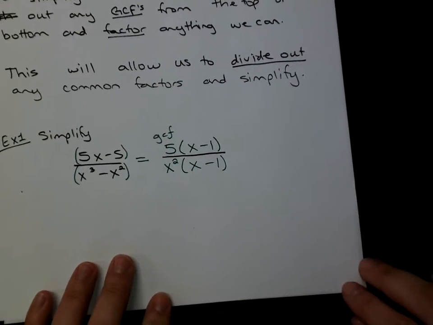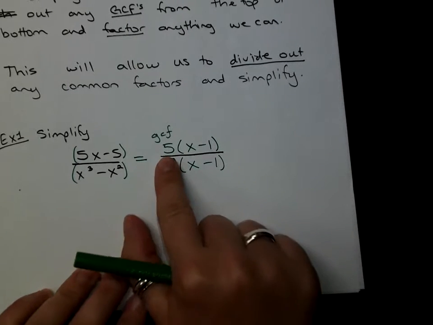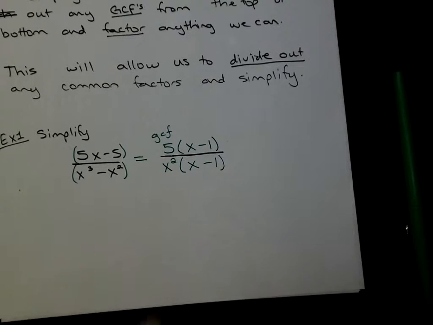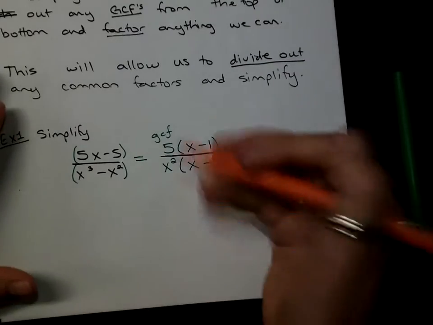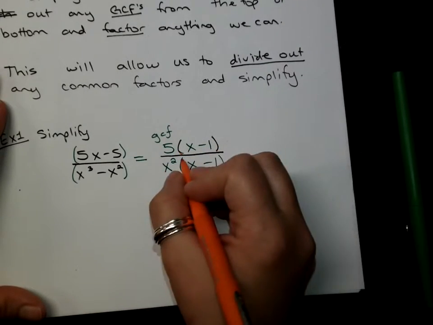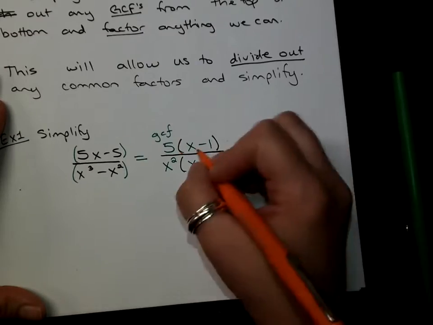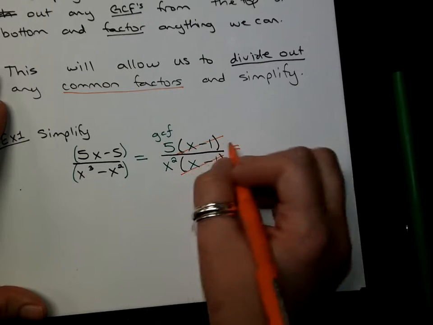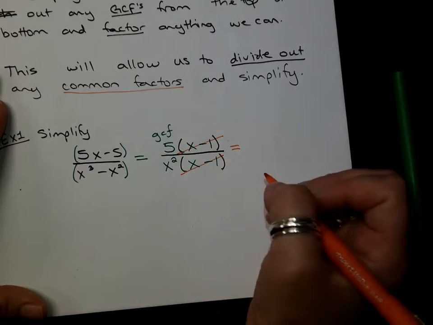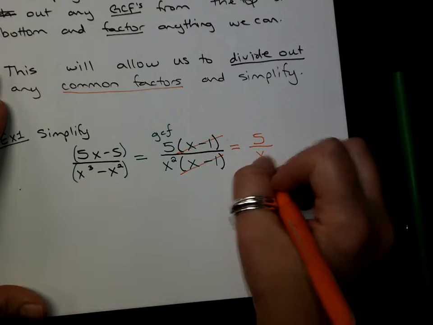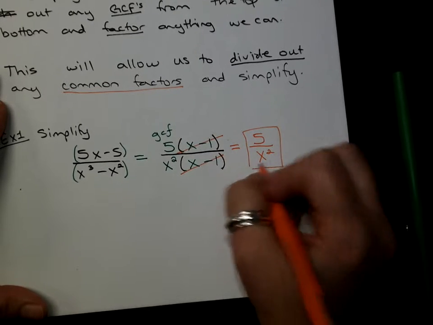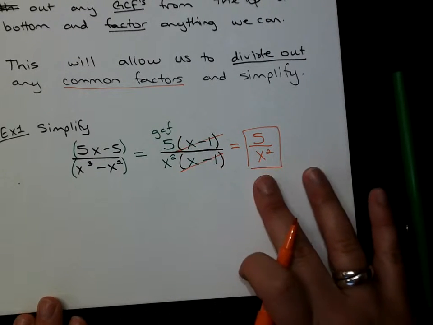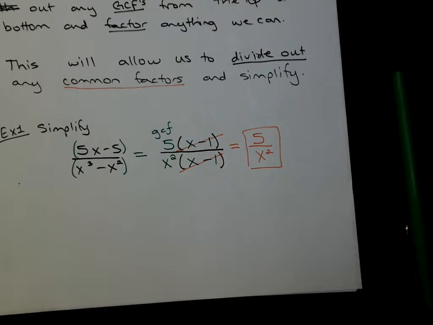So just looking for GCFs helps us simplify. We took a 5 out of the top, we're left with x minus 1. We took an x squared out of the bottom, and we're left with x minus 1. Now we have an x minus 1 on top as a factor, and an x minus 1 on the bottom as a factor. And since these are common factors, we can divide them out. X minus 1 over x minus 1 is just 1, and you can just cross them out. That leaves us with 5 over x squared, which is our simplified answer. So we divided out those common terms and got down to a single term expression, 5 over x squared.